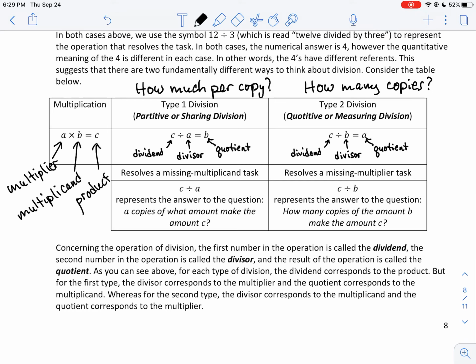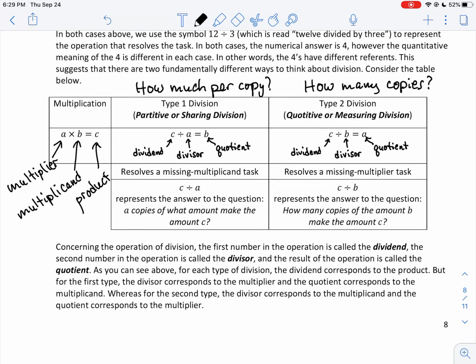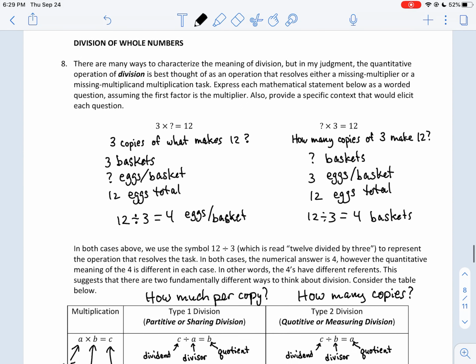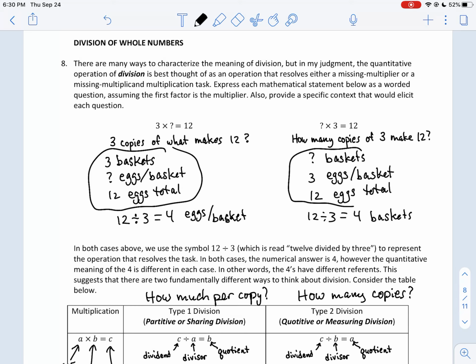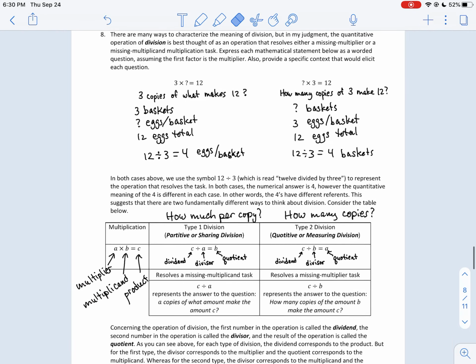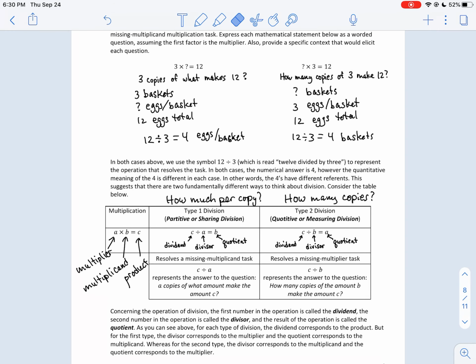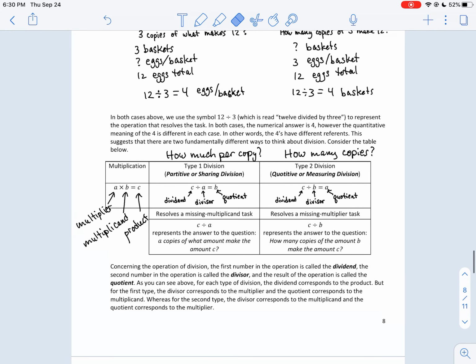I've seen some textbooks characterize these two different meanings for division as the how many copies and the how much per copy meanings for division. And if it gets confusing, just go back to this simple example here where you have a 3 and a 12, and again a 3 and a 12. In each case, the 3 was one of the factors, but it changed roles. In one case, the 3 was the multiplier. The other case, the 3 was the multiplicand. And we were trying to find the other factor. They produce very different looking questions and very different problem-solving skills to arrive at answers.